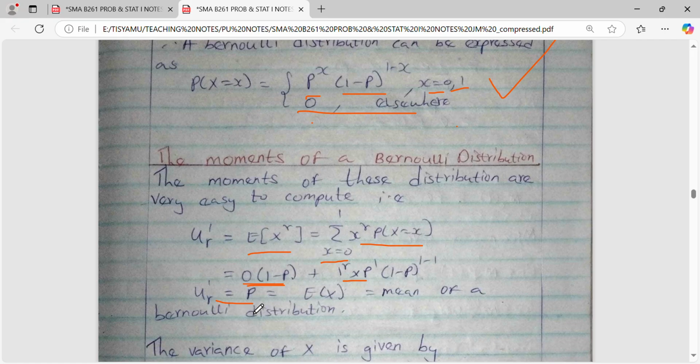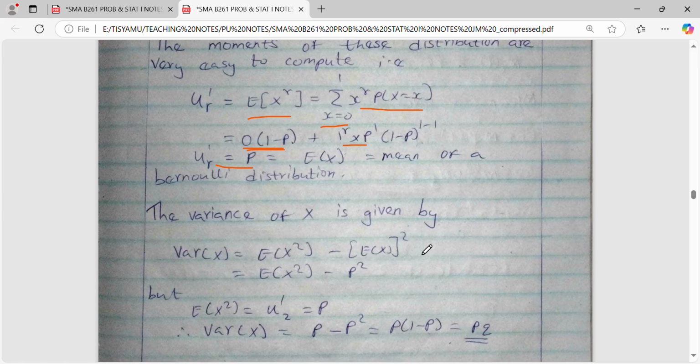And to be specific, the first raw moment, which is expectation of x, then will be p. So it means that the expectation when we are dealing with a Bernoulli distribution is p, that is probability of success. Let's see how we can find the variance.